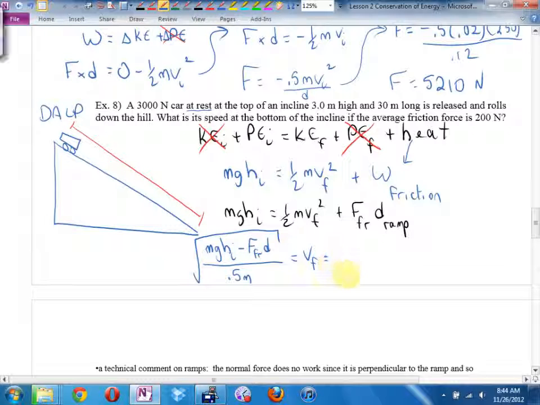Let's plug and chug. I don't know the mass. But I know mg. mg is 3,000. So I just need the height times 3 minus force of friction, 200, times which distance? Not the height, the length of the ramp, 30, all divided by 0.5. I need the mass. Well, if the car has a weight of 3,000 newtons, how can I figure out the mass? I'm even going to write right here, 3,000 over 9.8. I think my calculator can handle that.